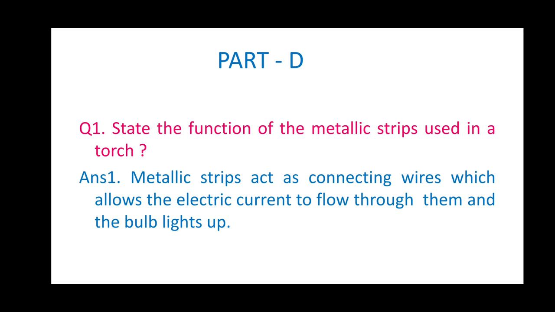Part D, first question: state the function of the metallic strips used in a torch. Metallic strips act as connecting wires which allow the electric current to flow through them and the bulb lights up.